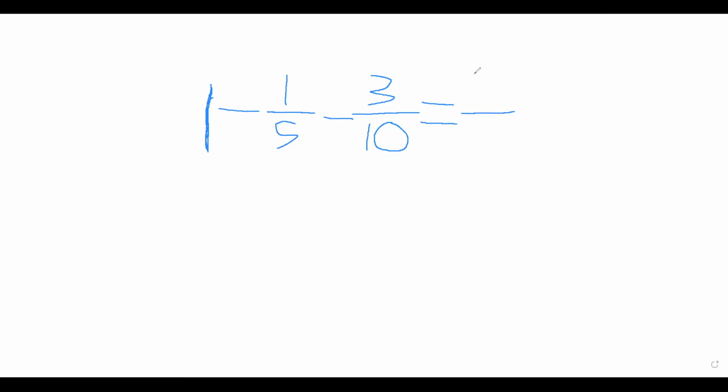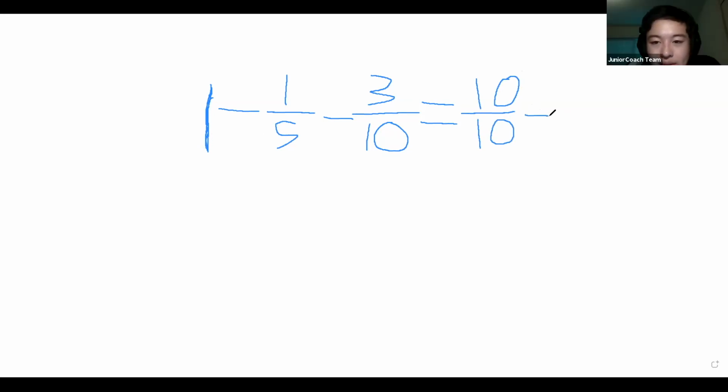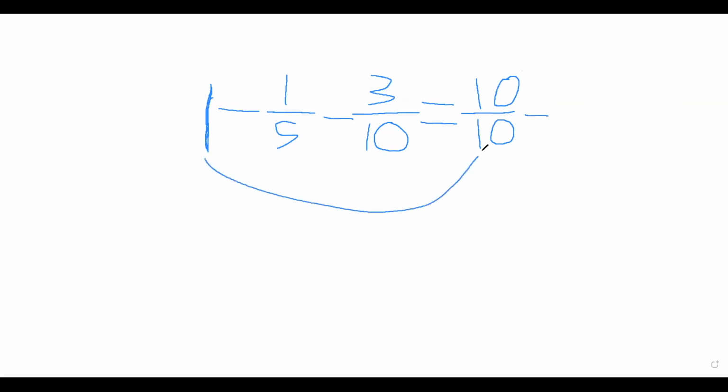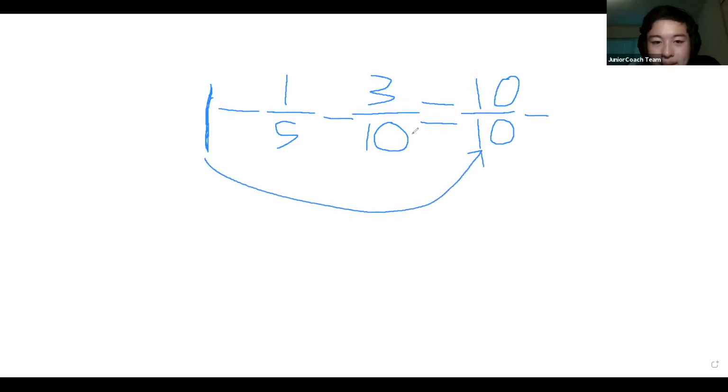Nope, it's not 1 out of 10. Let's do this step by step. Let's do this together. 1 is equal to 10 over 10, or 5 out of 5. Right, but we will write it 10/10. Now, what is 1/5 equal to?